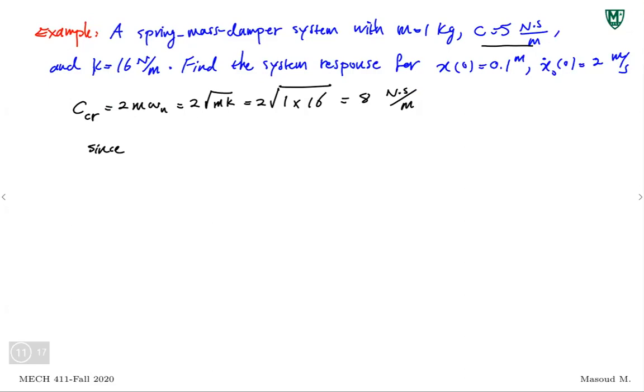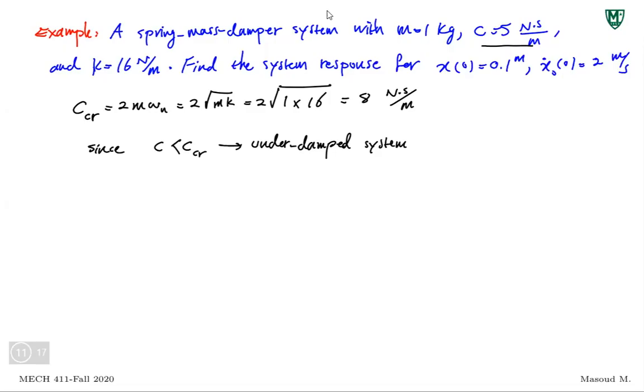Our C is less than C critical, so this would be underdamped. Exactly. Dominic, right? It was you? Yeah. So C is smaller than C critical. Right? 5 is smaller than 8. So we have an underdamped system. The rest, we know what to do. We just find all the parameters we need to find the system response.